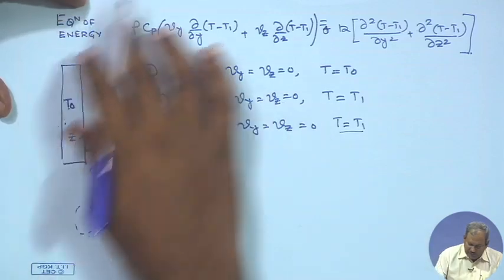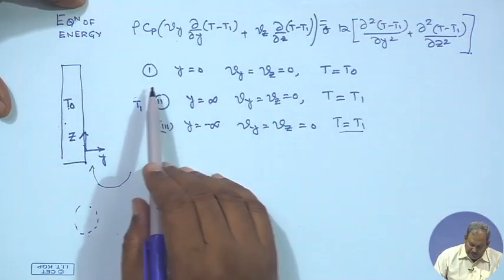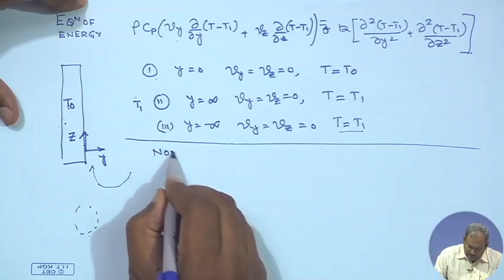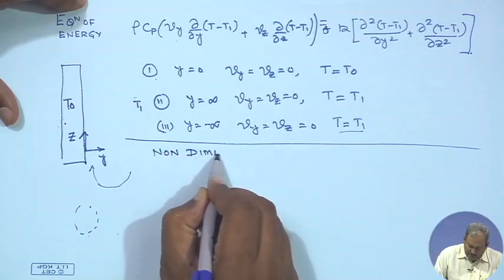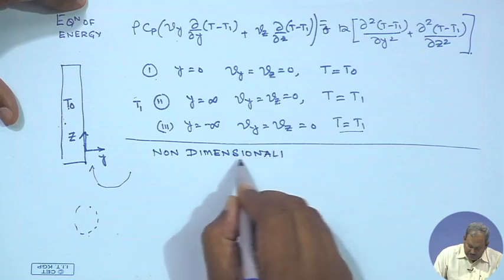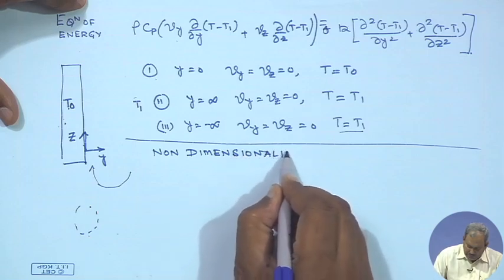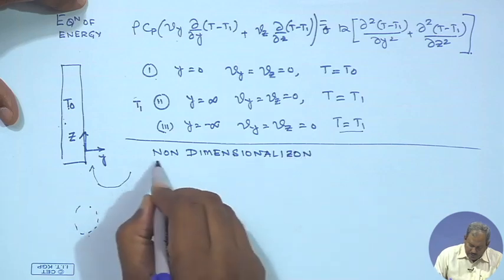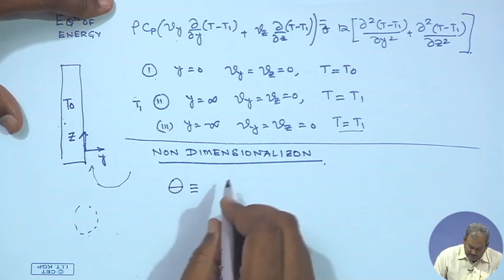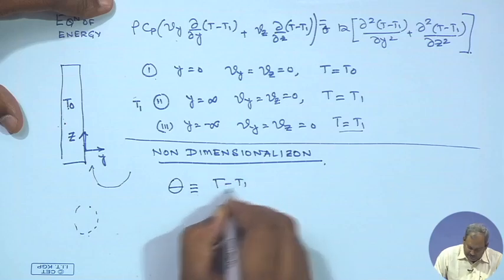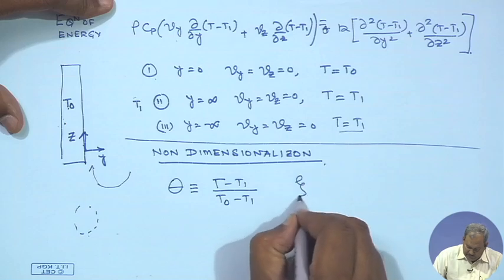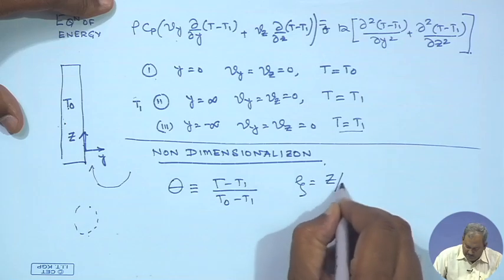The two equations will have to be solved with these three boundary conditions. As we have seen so many times, it would be much better if we can non-dimensionalize the entire thing, and in order to do that I define theta, the dimensionless temperature, as T minus T1 divided by T0 minus T1. The zeta is defined as Z by H.